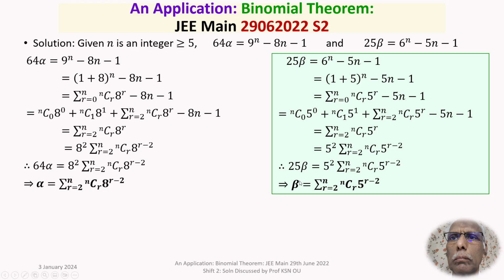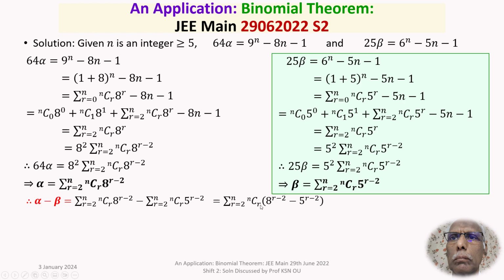So alpha is here, beta is here, and we are required to find the value of alpha minus beta. Therefore alpha minus beta is equal to the first sigma minus the second sigma, and this is equal to sigma r is equal to 2 to n nCr into, nCr is common, so 8 power r minus 2 minus 5 power r minus 2. Now let us expand.